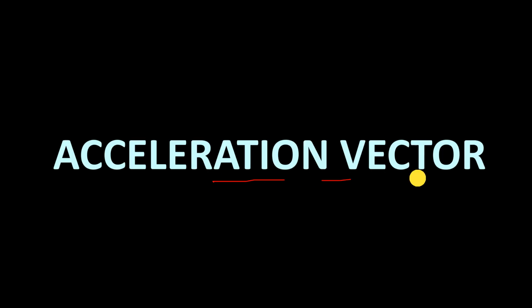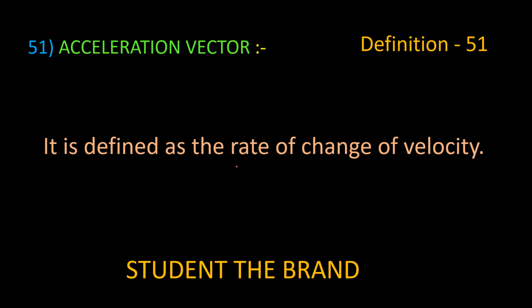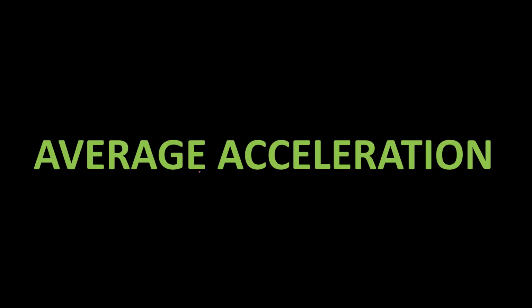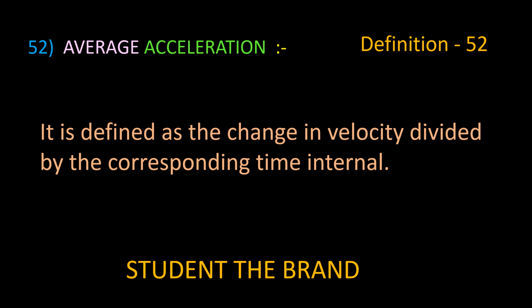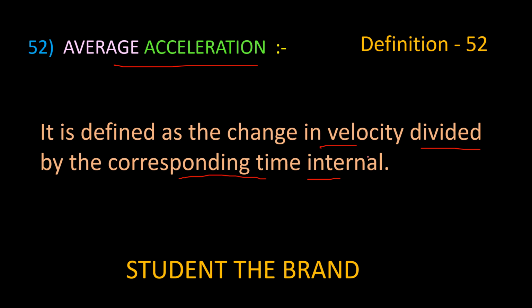Next, acceleration vector. It is defined as the rate of change of velocity. So acceleration is nothing but rate of change of velocity. Average acceleration is defined as the change in velocity divided by the corresponding time interval. So what is average acceleration? Change in velocity divided by the corresponding time interval.